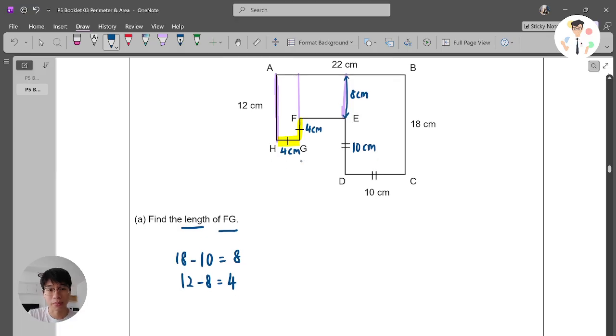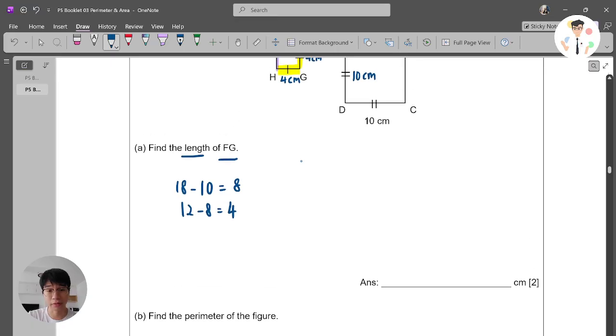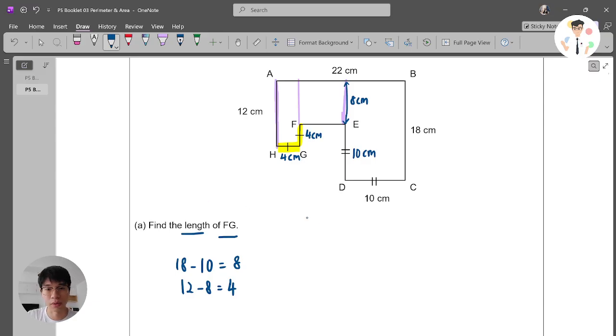Now let's look at part B. What do they want from part B? Part B, they want to find the perimeter of the figure. Let me just write here B so that I can always refer to the figure. Find the perimeter.